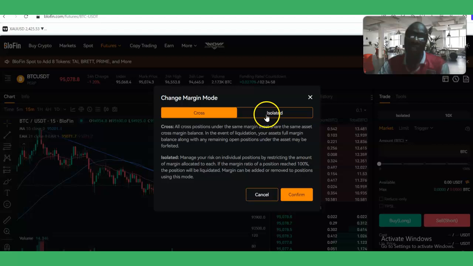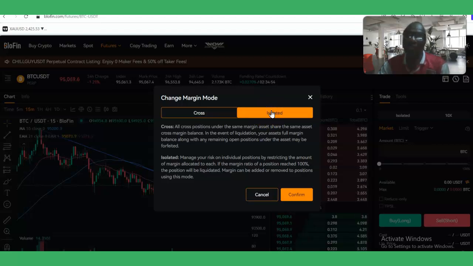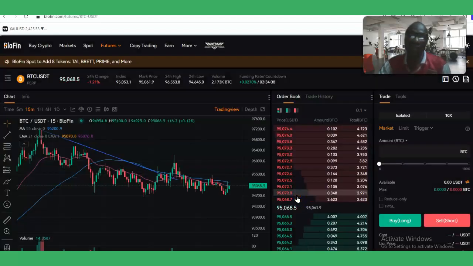But I recommend people using isolated. Isolated means if you're putting $1,000 in futures, it remains that $1,000 in futures. So if you have maybe $5,000 in your spot trading, it will not affect it. Okay, so we said isolated, confirmed.